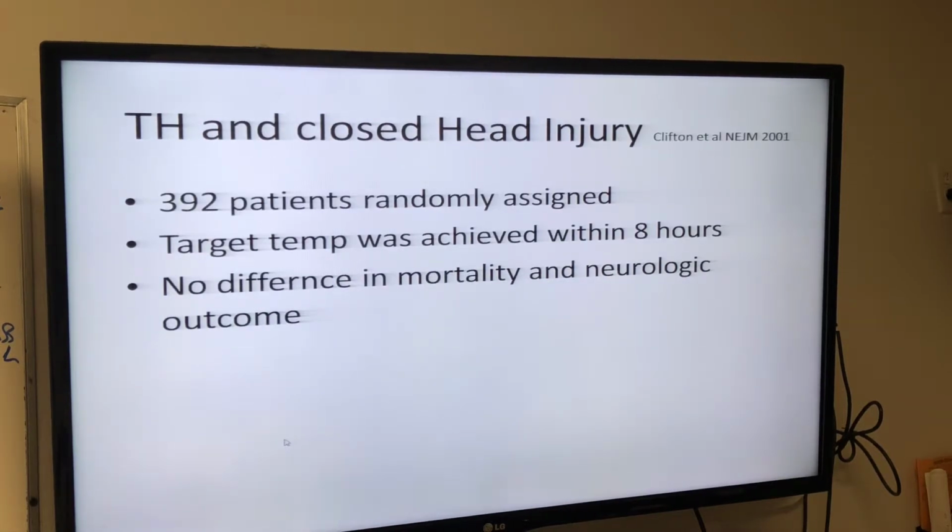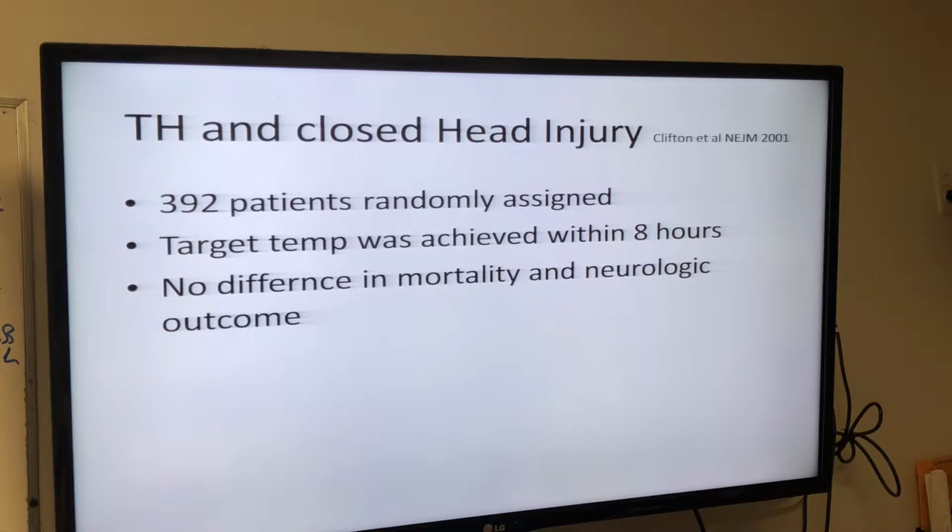All right, so in 2001, the only study that was done on therapeutic hypothermia in closed head injury, they did about 400 patients, it failed, and nobody's doing it anymore. And nobody knows why it failed. They say maybe it's because it causes bleeding in some areas versus whatever. So nobody's talking about this anymore.